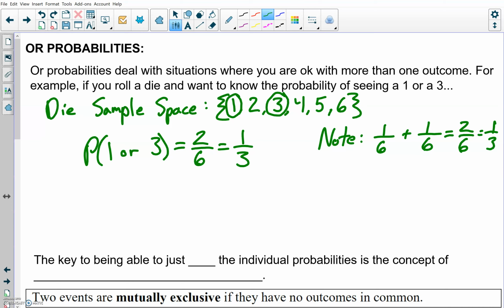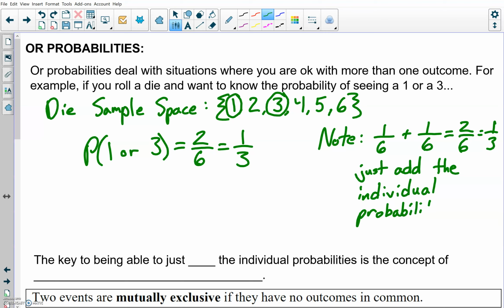And we are going to try and build up to a formula that allows us to avoid writing out the sample space. So in this case, we can just add the individual probabilities. But there is a but, so to speak, with this. You just add them, but there might be something that stops us from being able to do this, just adding them together without any other adjustment. And we'll talk about that right now.